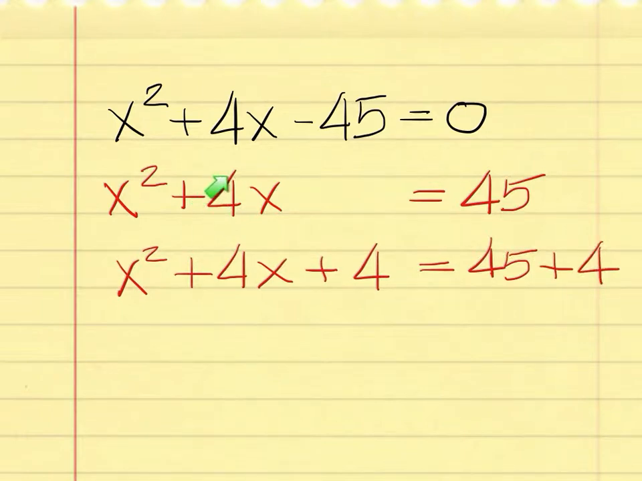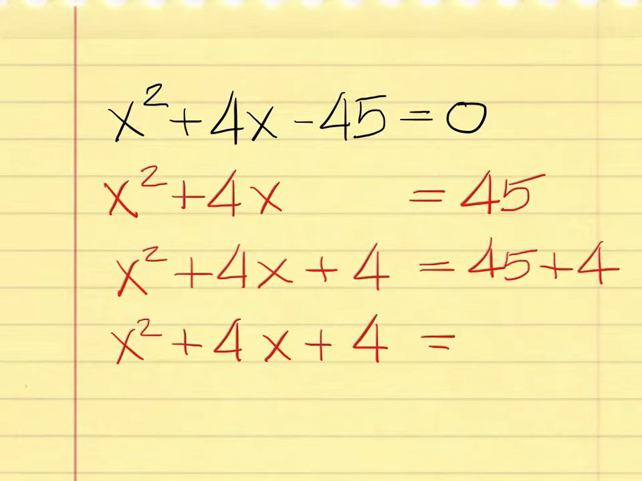Half of 4 is 2. Square the 2 to get 4. Add it here and then add it to the right side as well. Keep the left side the same until you simplify the right. 45 plus 4 is going to be 49.